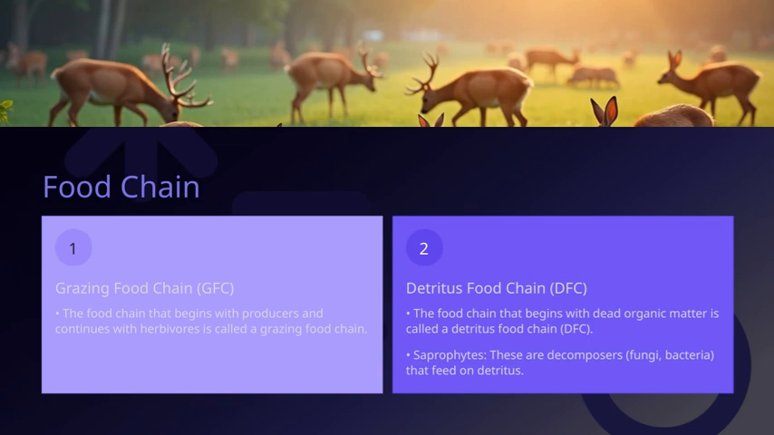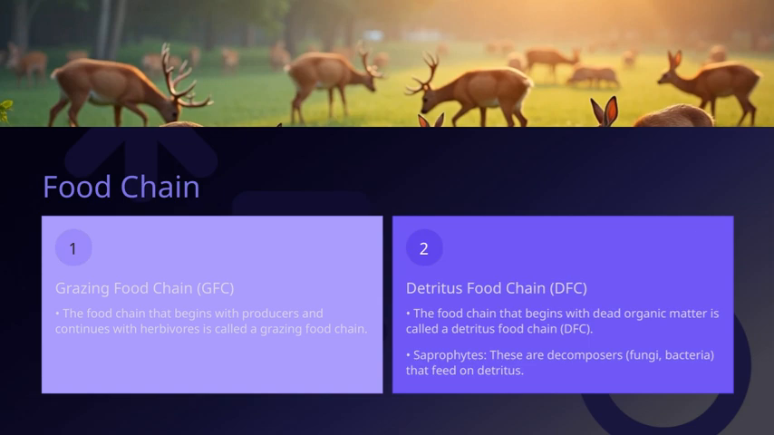Now, when we think about how energy flows through different parts of an ecosystem, one important concept is the detritus food chain, or DFC. This chain begins with dead organic matter. So, it's the pathway through which nutrients and energy are transferred from decaying material to other organisms that feed on it. On the other hand, there's the grazing food chain, or GFC. This one starts with producers, like plants or algae, that create their own food through photosynthesis. From there, herbivores consume these producers, and energy moves along the chain through different levels of consumers.